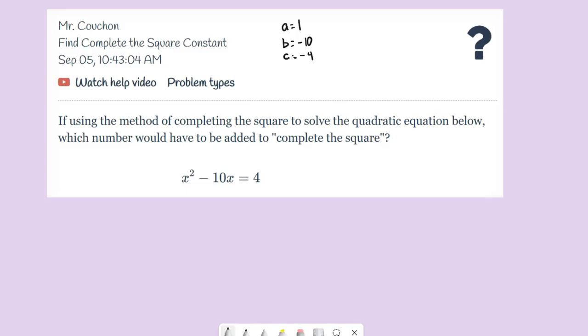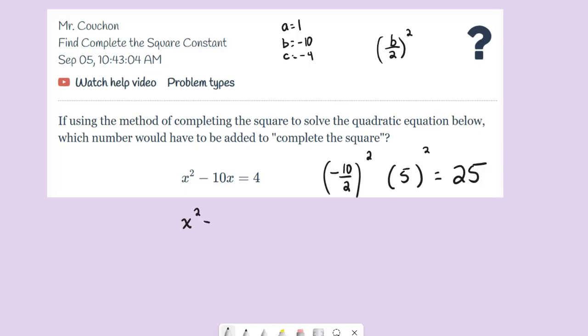What we want to focus on when you're completing the square is you're going to take the b value, divide it by 2, and square it. So our b value here is -10. So -10 divided by 2, and we're going to square that. Well, that would obviously be 5 to the power of 2, which would be 25. So the constant for this equation would be 25. So then I would write it as minus 10x plus, and then the constant space here would be 25.